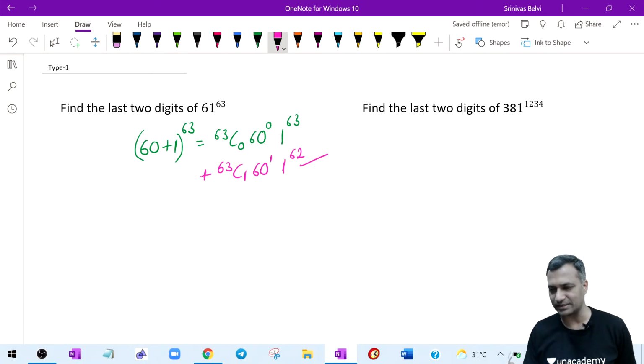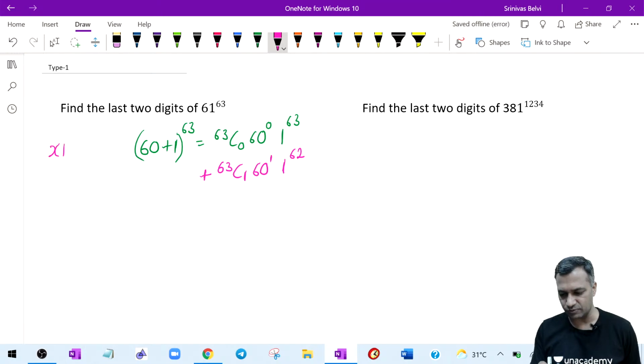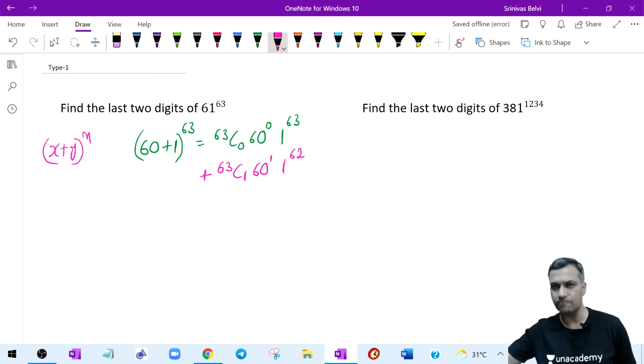This 1 raised to power 62 doesn't make sense, we know. But I'm just expanding (x plus y) raised to power n. Basically, I'm expanding this, putting it in perspective. I'm hoping that those who are preparing for CAT 21 would at least know the binomial expansion. I will not get into the details of it, how, what, when, because I'm not teaching that portion. I'm just telling you, for those who are interested, that this is how it technically works.